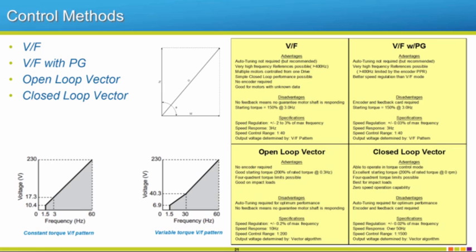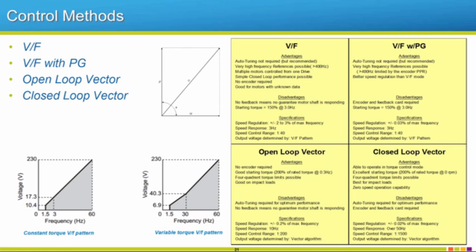And then we have closed loop vector, which is our best control method, which uses an encoder in conjunction with this vector control to give us the most torque per amp, the best control, the best speed regulation, speed response, the most amount of speed control range that's possible. Okay, so we can get very low speed control.